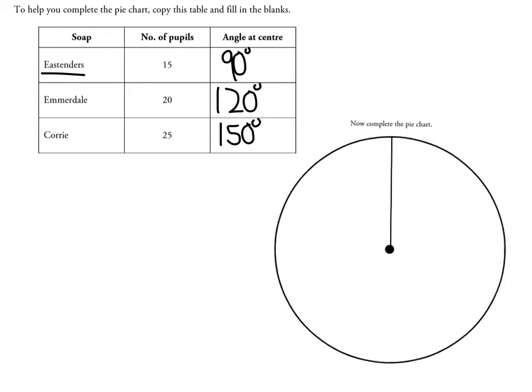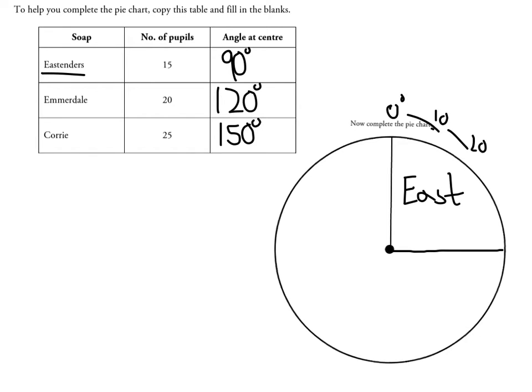So I would get my protractor, line up the protractor to the zero line here. So I've got 0 degrees, and so that the centre of the protractor is here. And then I would count round, looking at the 10 and 20, until I got to 90 degrees. Now you should remember that 90 degrees forms a right angle. So my first bit of pie chart would be here. Okay, and then I would label this, let's just call it east at the moment, but you could put EastEnders in.